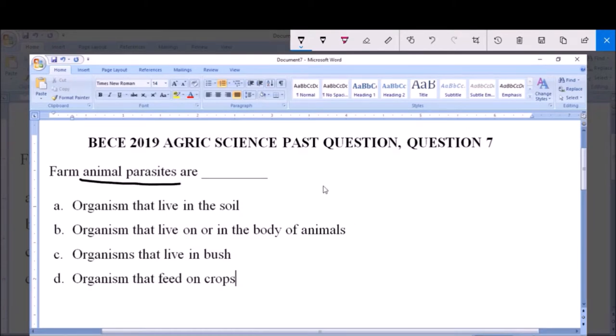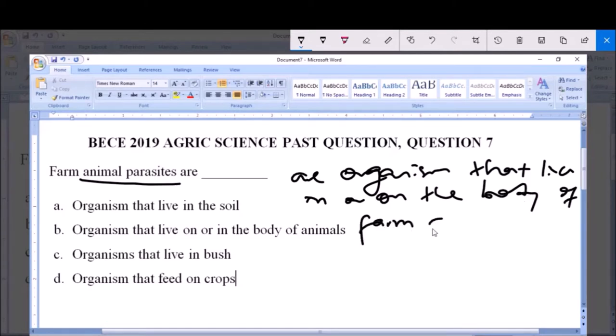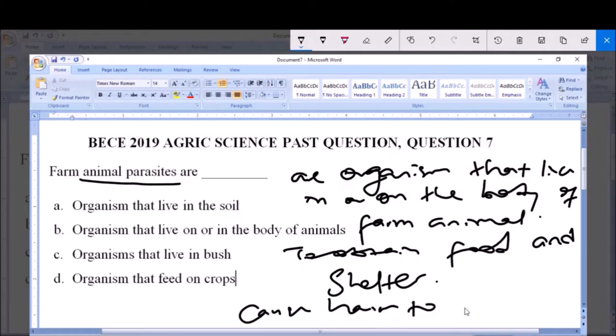Now let's briefly define farm animal parasites. Farm animal parasites are organisms that live in or on the body of farm animals. The reason for them living in or on the body of farm animals is for them to obtain food and shelter. That's the main reason why farm animal parasites live on farm animals, to obtain food and shelter. And by obtaining food and shelter, they cause harm to farm animals.